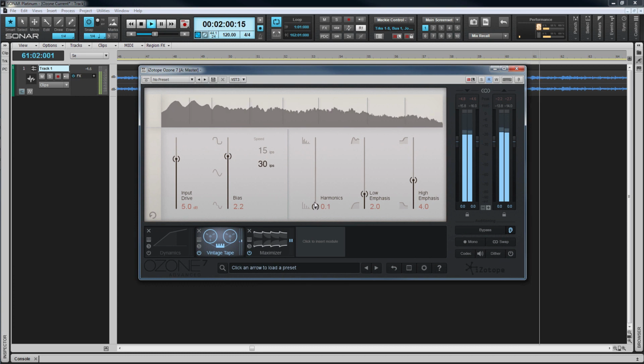The harmonics slider increases the amount of harmonics in the distortion.